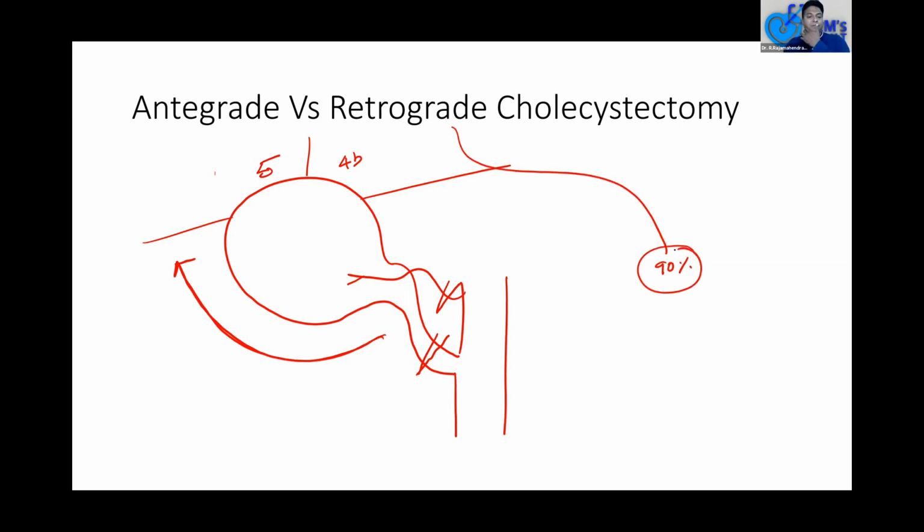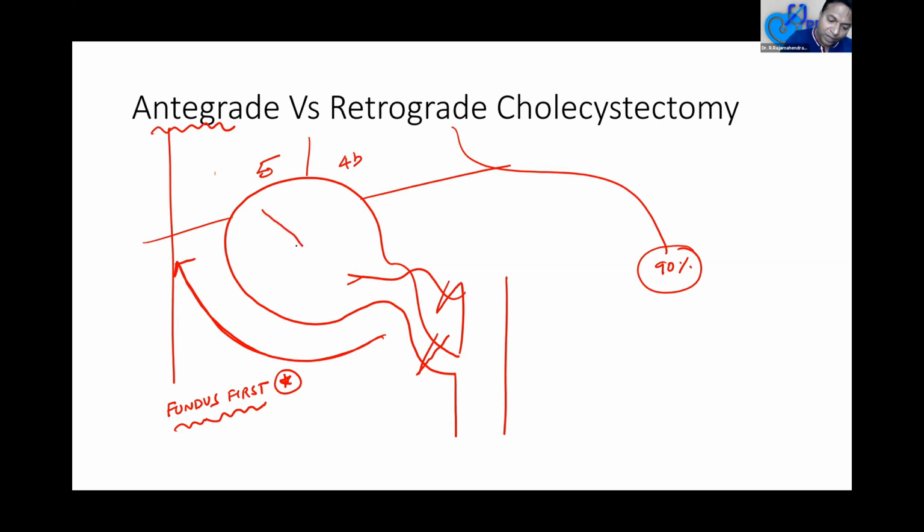So 10% of them will still do antegrade cholecystectomy. What is antegrade cholecystectomy mainly used for? Antegrade is also known as the fundus first technique. I tell you, Bailey has mentioned antegrade as retrograde, they have changed the concept. That is the problem for PG aspirants. PG aspirants, you have to follow Bailey and Love. So the fundus first technique is actually the antegrade technique.